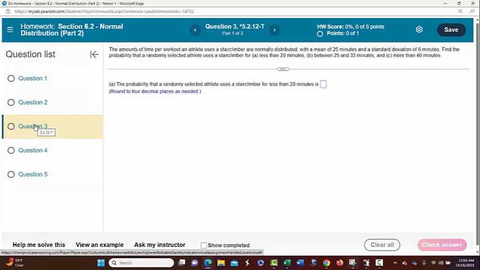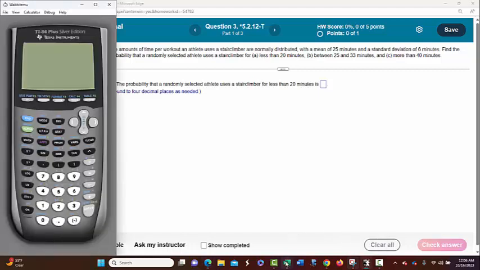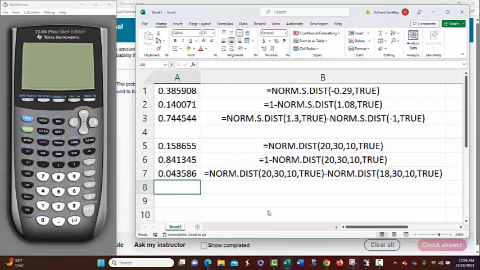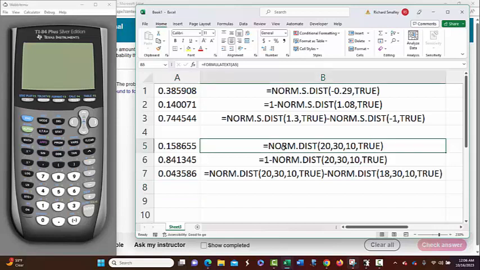Now, so let's see what we got here. We've got a mean of 25 minutes and a standard deviation of 6. Find the probability that a randomly selected athlete uses the stair climber for less than 25 minutes. So we'll bring up the calculator, and we'll use this middle section here. These are the ones where it's not just the standard normal, like the first 3 were for the first section. We use norm dist instead of norm s dist.